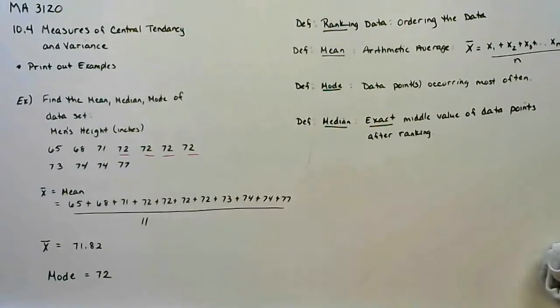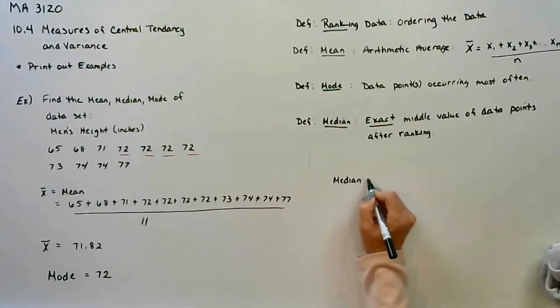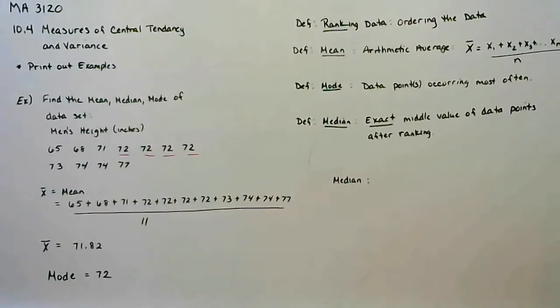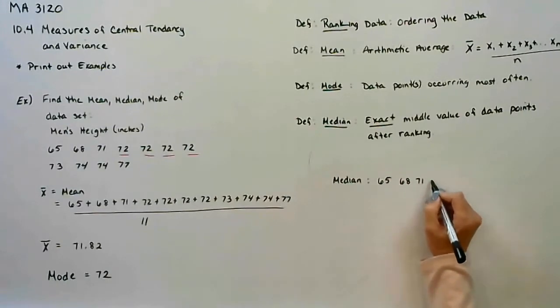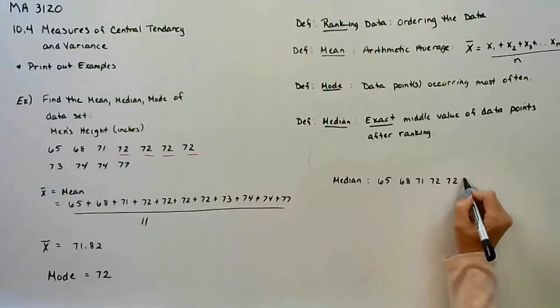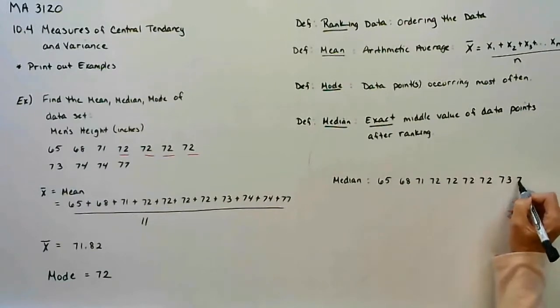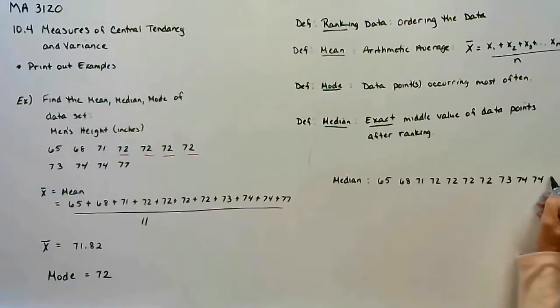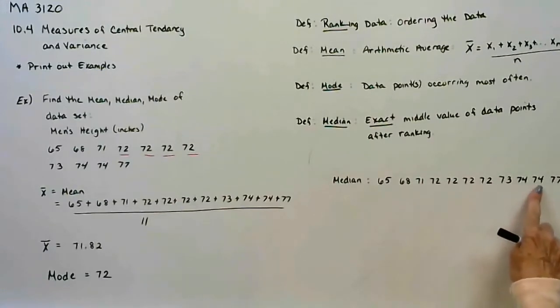And now let's take a look at the median. The median is the exact middle number. So I'm going to write these out again. I've got to rank them first, and again, I gave them to you in ranked order. 65, 68, 71, 72. Hopefully I'm not going to go off the edge. Oh, barely made it. Now I should have 11 of them. 1, 2, 3, 4, 5, 6, 7, 8, 9, 10, 11.